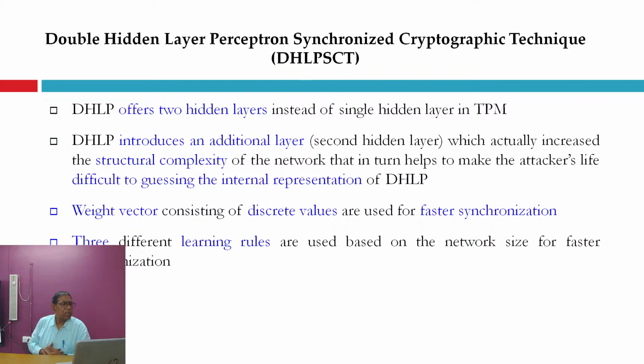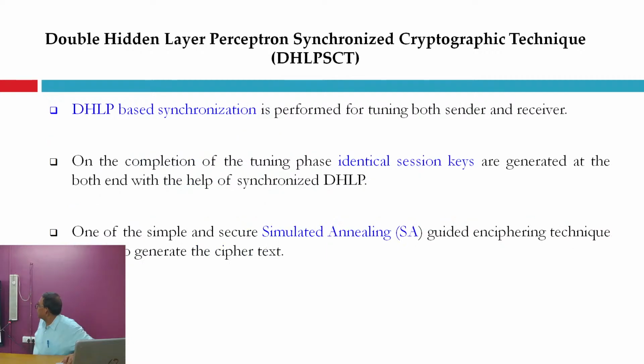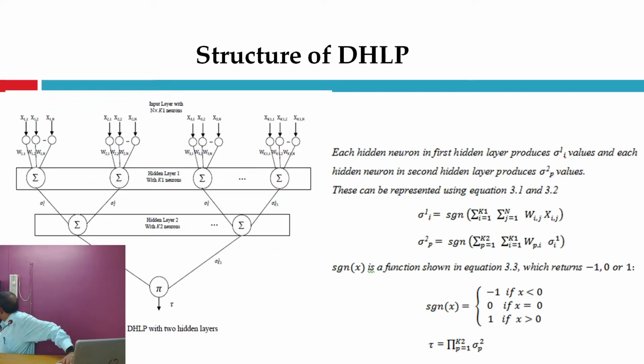So then let us consider two hidden layers. I am increasing the synaptic length of the network, so I am now using two hidden layers: the double hidden layer perceptron, DHLPT. Okay, now I am going for the synchronization. So I have two hidden layers. We have a number of input neurons, we have hidden neurons, and the method is here.